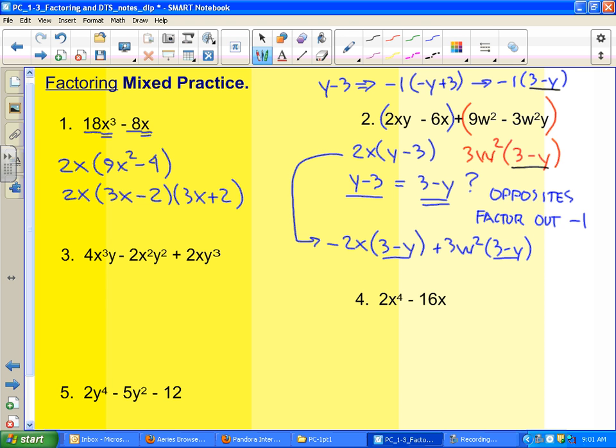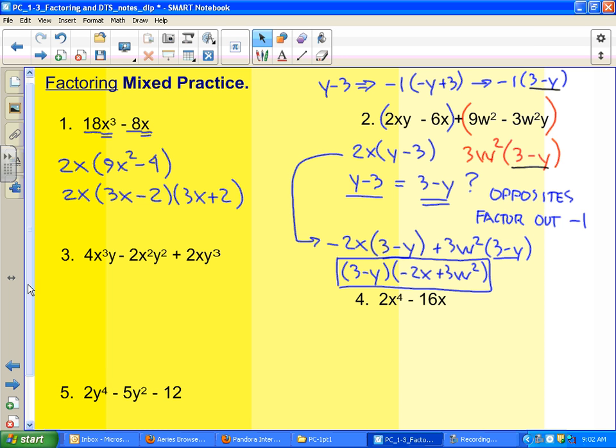There's my common factors. And in grouping, we take those and we write them as our GCF. And what am I left with? A negative 2x and a positive 3w squared. And there we go. So we haven't seen the opposite yet. And again, I'm looking for the signs just reversed. In the case of y minus 3 and 3 minus y, they were just the opposite of each other. So factor out that negative 1.